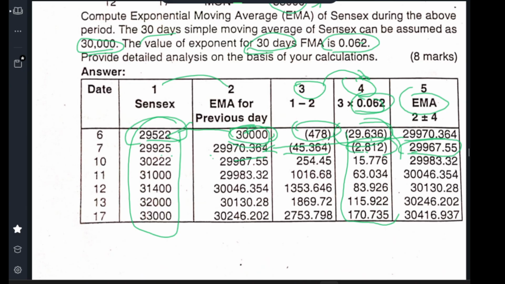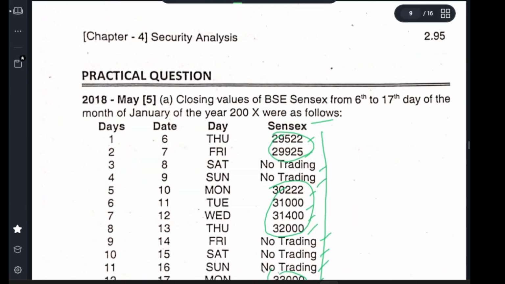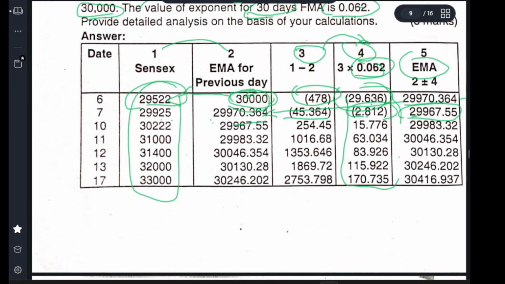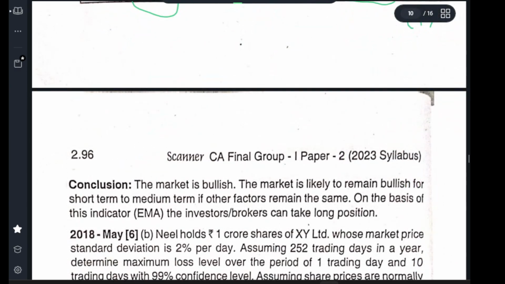So by seeing this, you can see decrease, increase. It has been increasing. Then it is a bullish market. The market is likely to remain bullish for the short term to the medium term, if other factors remain the same. On the basis of these indicators, an investor can take a long position. Long position means they can purchase.